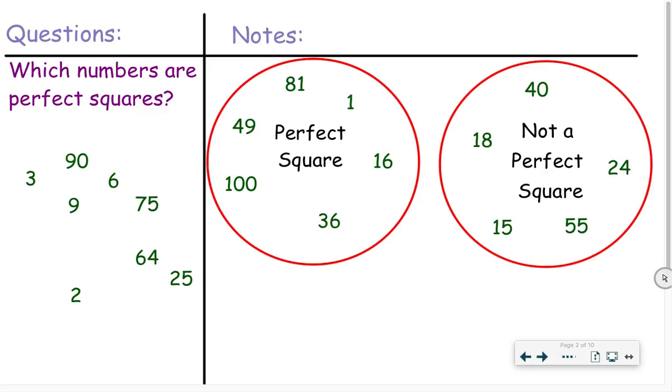up, but the square root of 1 is just 1. And if you want to write a couple reasons why in your notes here, the square root of 100 is 10, 36 is 6, 16 is 4. So those are why those are perfect squares. If you took the square root of 40, 18, 24, 15, 55 in your calculator, you would get a big long decimal that continues forever and doesn't repeat.